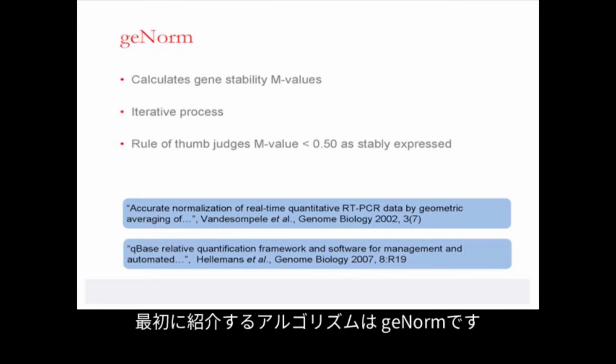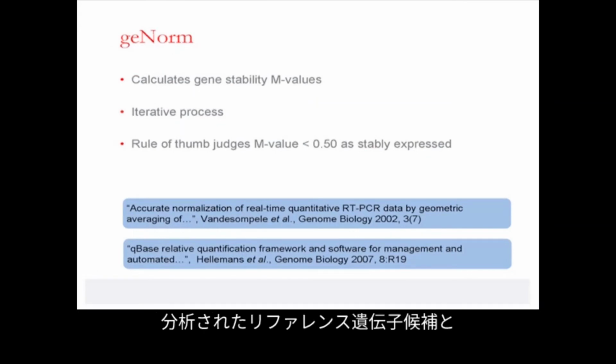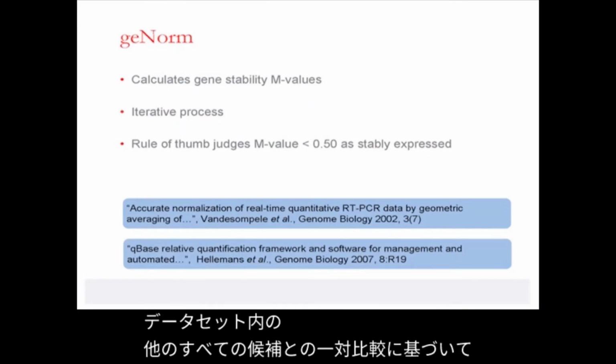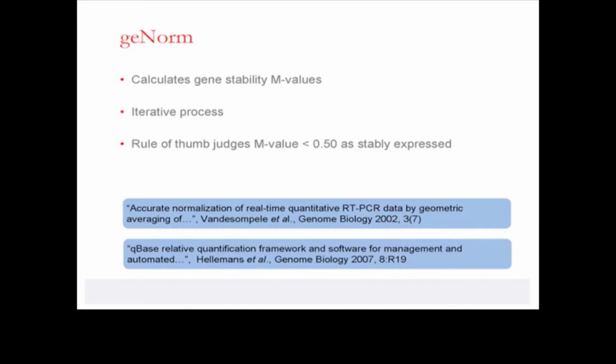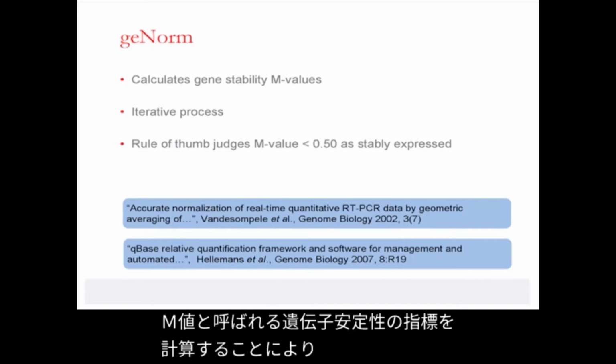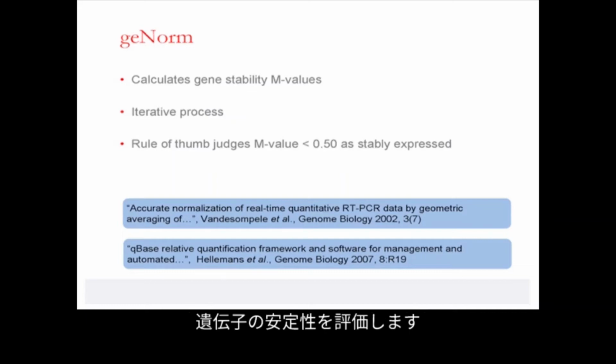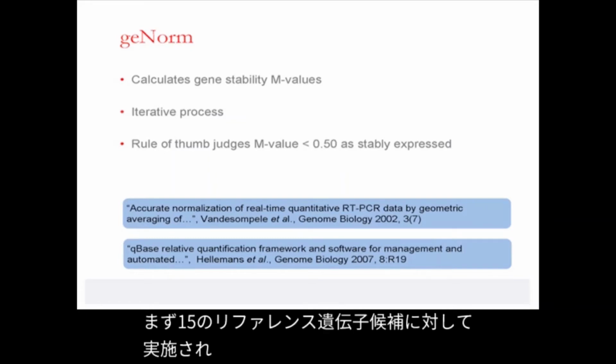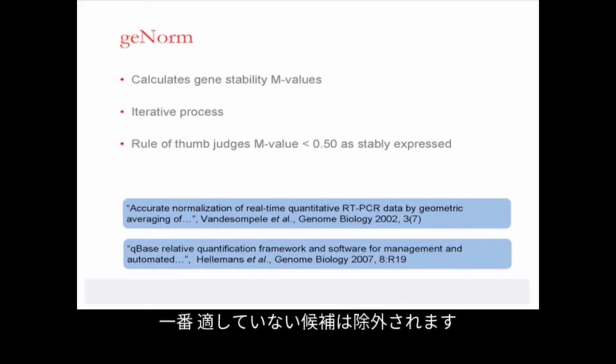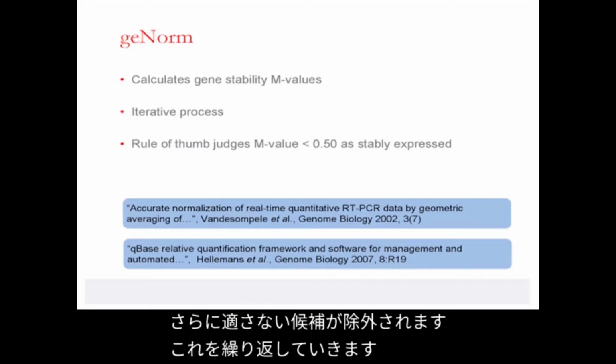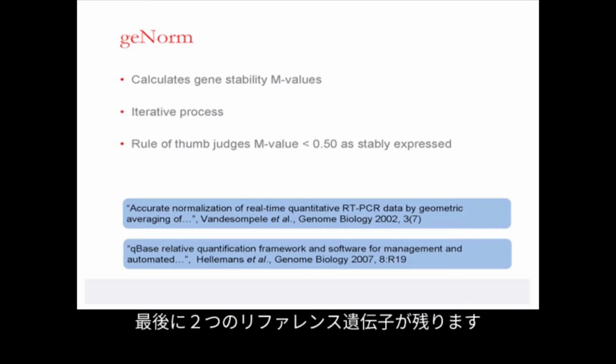The first algorithm I will use is called Genorm. It evaluates gene stabilities by calculating a gene stability measure called M-value based on pairwise comparisons between the analyzed reference gene candidates and all other reference gene candidates in the dataset. It is performed in an iterative fashion, meaning that in our case the procedure is first performed on all 15 reference gene candidates, the worst one is removed, and then the process is repeated on the remaining 14, and the second worst candidate is removed, and so on. In the end, 2 reference genes remain.